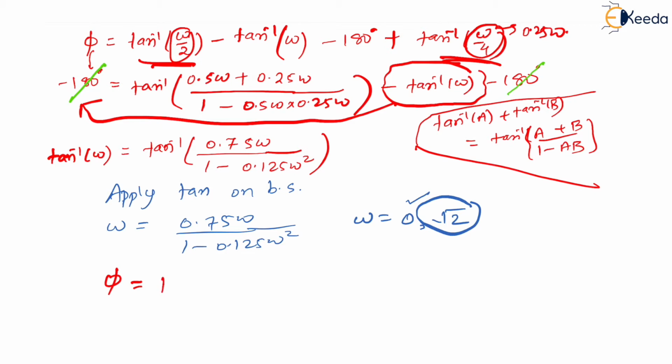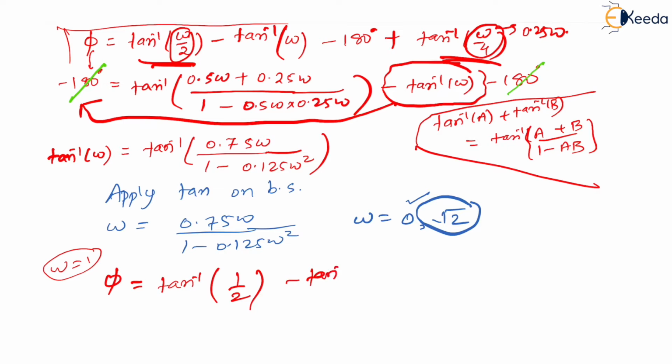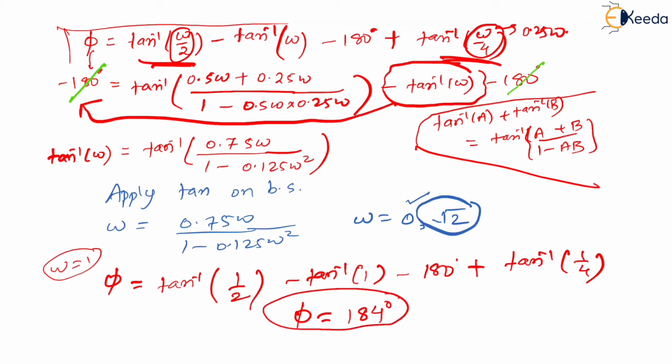I get phi, which is equal to, let us say, tan inverse of omega by 2, right? This was the angle. So omega is equal to 1. If I place omega equal to 1, what do I get then? I get tan inverse of half minus tan inverse of 1 minus 180 degrees plus tan inverse of 1 by 4. If I place this in calculator, the angle that I get phi is nothing but 184 degrees.